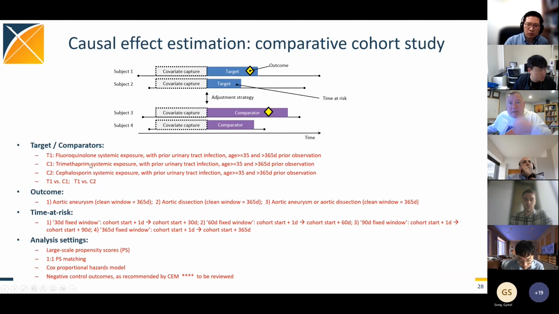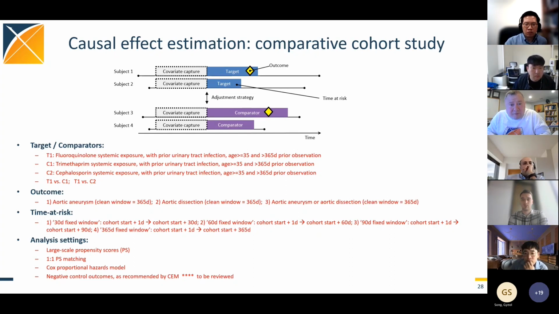Well, we've already enumerated that we're going to compare fluoroquinolones to 2 different comparators, trimethoprim and cephalosporin. This exact same design will work for all 3 of our outcomes, for all 4 of our time at risks. And I don't particularly see any reason why we need to be messing with the standard approach for propensity score modeling and matching that we've been using.